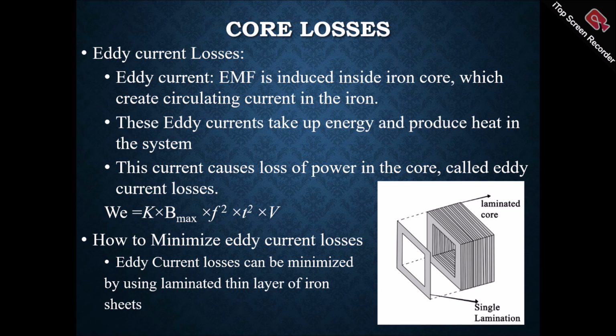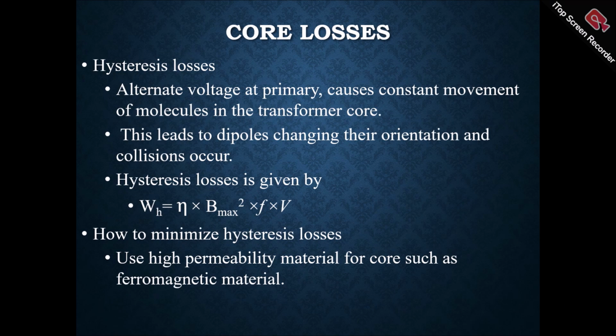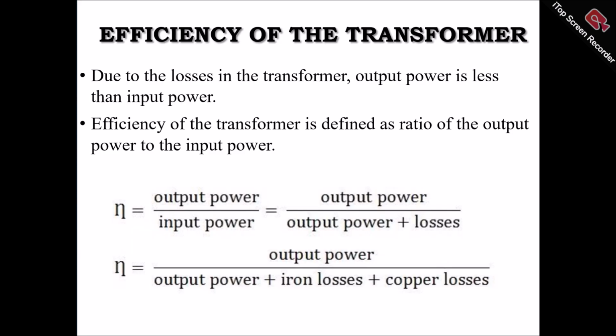Now move on to hysteresis losses. Alternating voltage at the primary causes constant movement of molecules in the transformer core. This leads to dipoles changing their directions continuously, and because of that, collisions occur. Hysteresis loss is given by eta multiplied by B max into f into V. To reduce hysteresis losses, we have to use a high permeability material for the core, such as ferromagnetic material. Now, efficiency of the transformer.